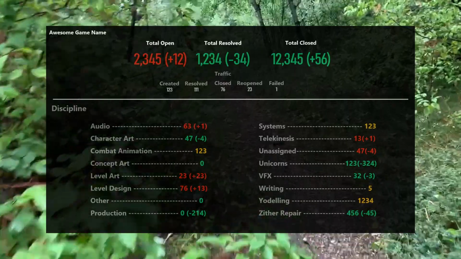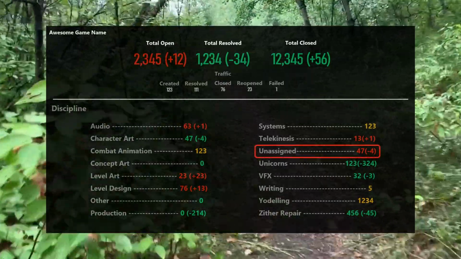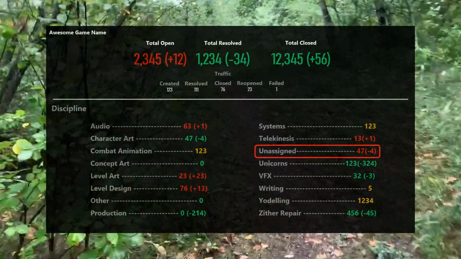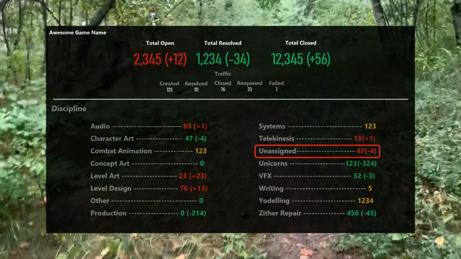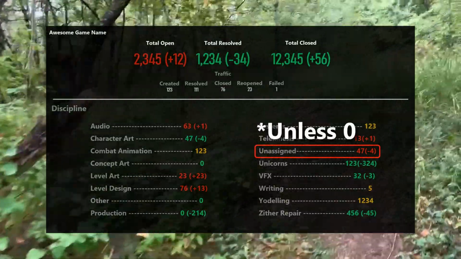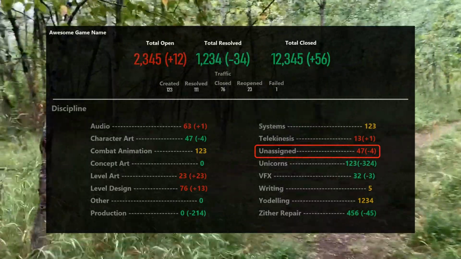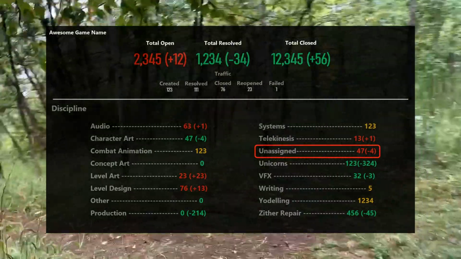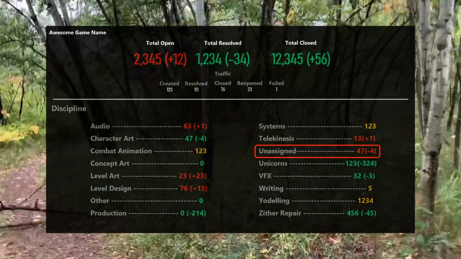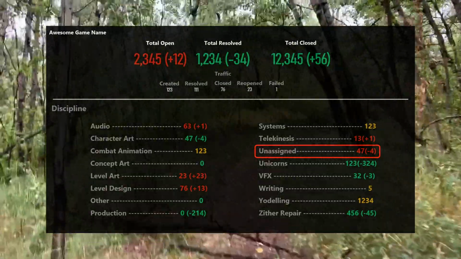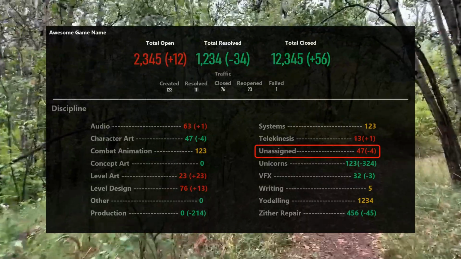And I'm going to call out one specific thing. This here is the number of unassigned bugs. Bugs that are not assigned to any discipline. That is a red flag. This number should always be red, in my opinion, because no matter how many bugs you have on the unassigned list, even if it's gone down massively, any number is a bad number, because if they're unassigned, that means they're not on anybody. And bugs that are not on anybody aren't getting fixed.